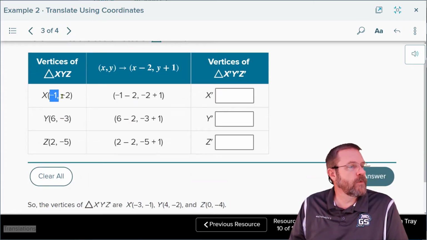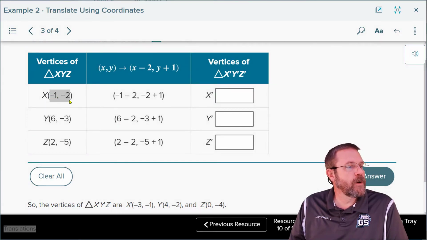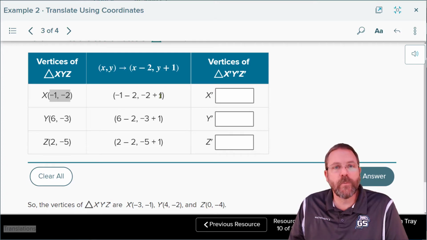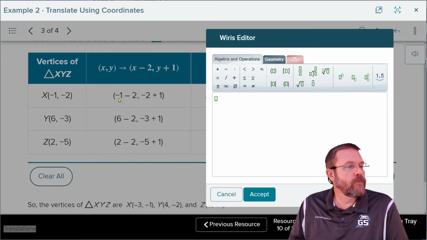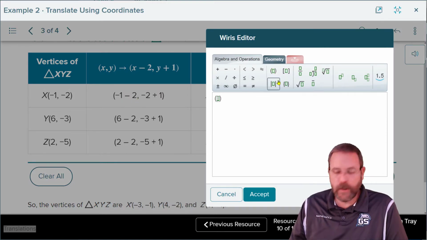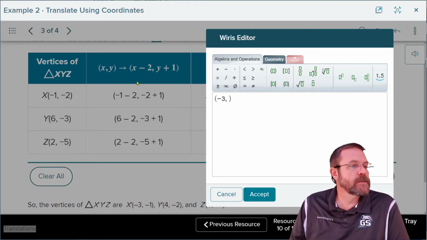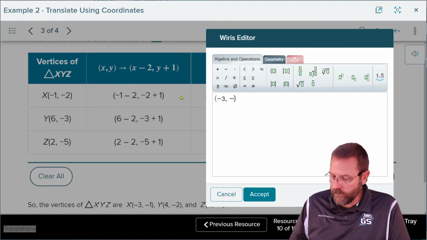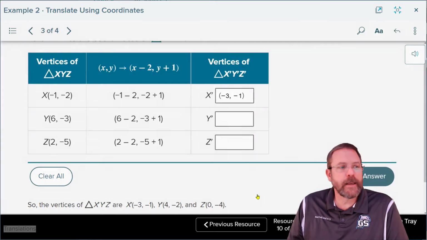So if this is your original point for point X, X was at (-1, -2), and we're going to be subtracting 2 from the x and adding 1 to the y. So our new X prime term, -1 minus 2, becomes -3. Signs are the same. Find the sum, comma, space. Our new y term was -2 plus 1. Signs are different. Find the difference. Sign in front of the larger number goes in front of your answer. That gave us a -1.